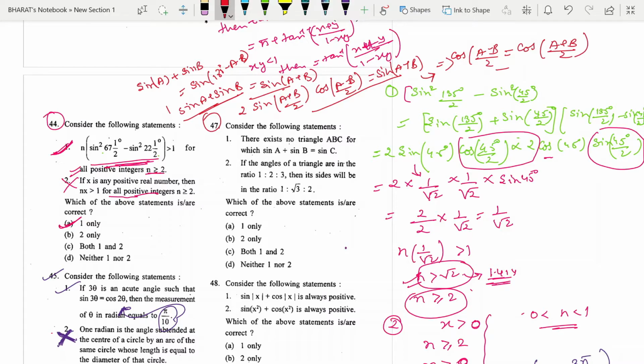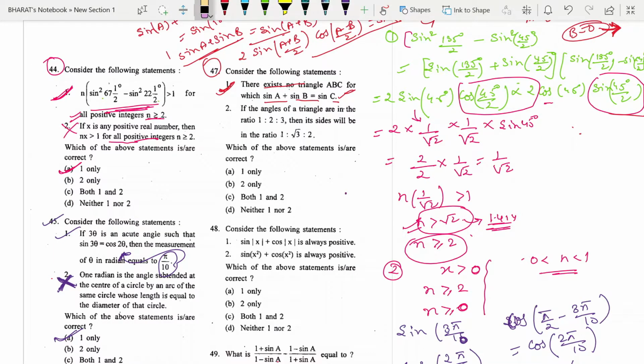Can this be true? Can A minus B equal A plus B? That means B is equal to 0. For B equal to 0, there exists no triangle. So this statement is true: there exists no triangle for which sin A plus sin B is equal to sin C. This can never happen. So, moving to the next statement.